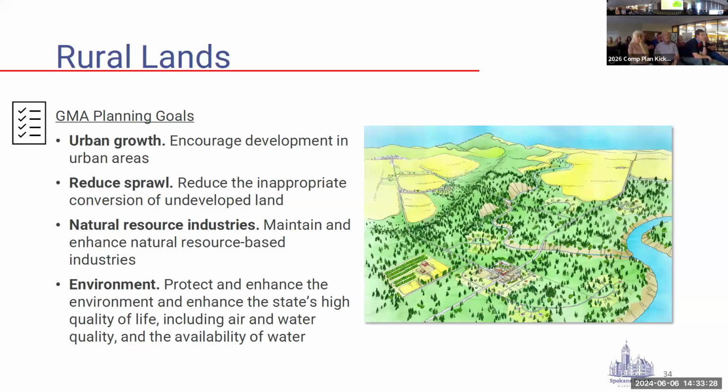Again, this meets several GMA planning goals. It helps ensure that urban growth is done in urban areas. We have the rural and urban growth split, which also helps reduce the inappropriate conversion of sprawl. And again, while also protecting that natural environment.